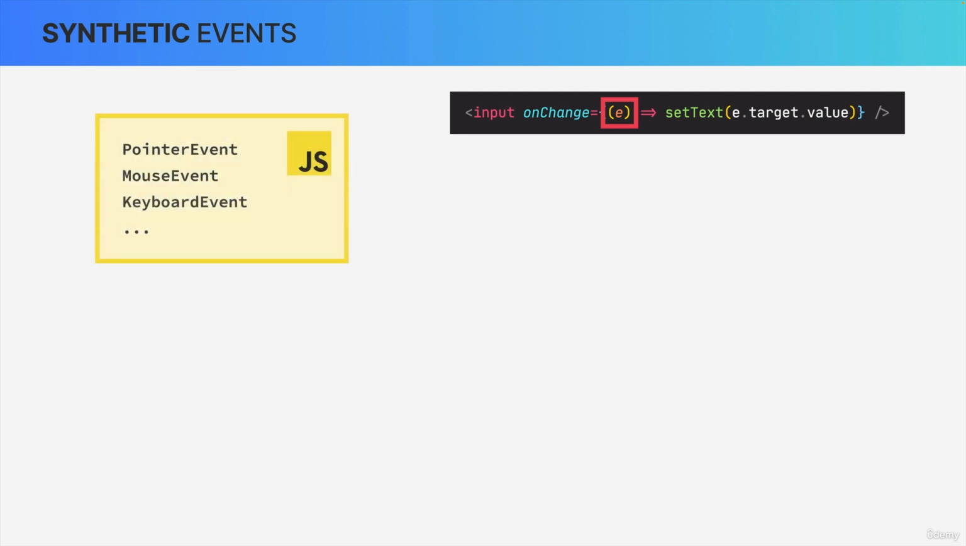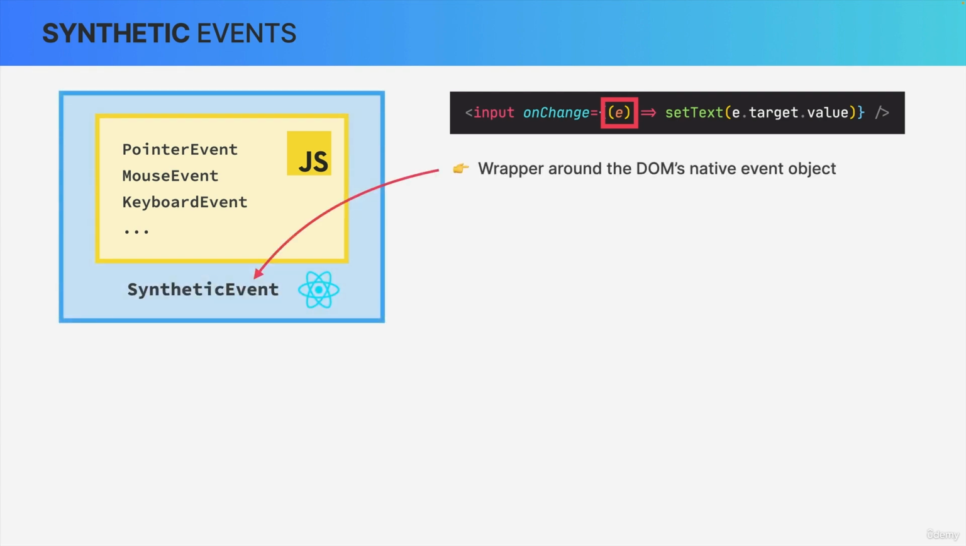So in vanilla JavaScript, we simply get access to the native DOM event object. For example, pointer event, mouse event, keyboard event, and many others. React, on the other hand, will give us something called a synthetic event, which is basically a thin wrapper around the DOM's native event object. And by wrapper, we simply mean that synthetic events are pretty similar to native event objects, but they just add or change some functionalities on top of them.